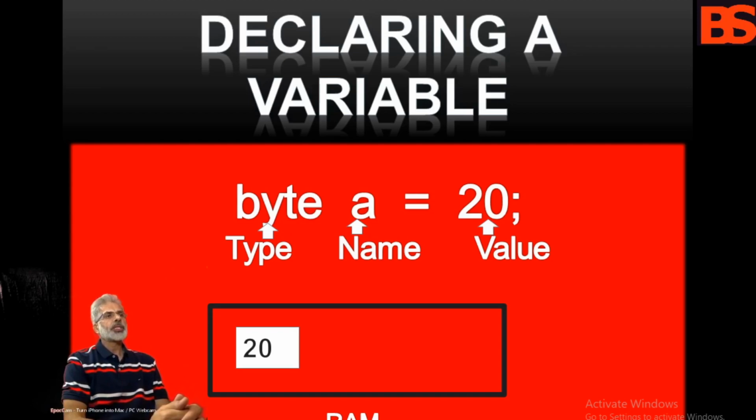Equal to is an assignment operator, and 20 is a value. The value is the initial value stored in the variable. It's the basic unit of storage in a program. The value stored in a variable can be changed during program execution. So in your RAM you can occupy memory according to the width of the data type, and you can retrieve that information from that memory, and you can change that information, and you can save, retrieve, and do whatever your requirement is.